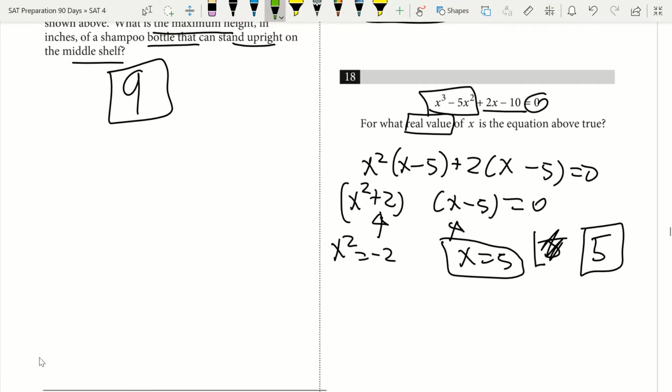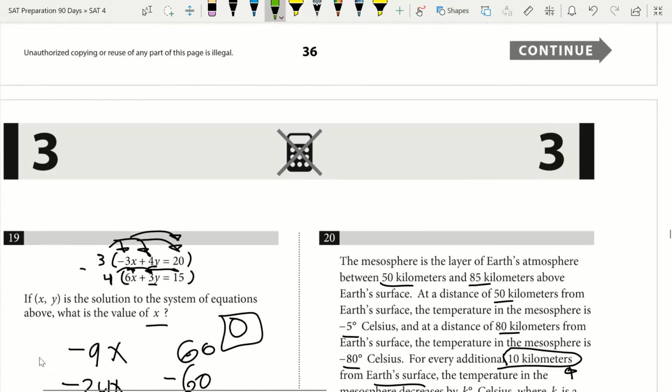What real value of x makes the equation above true? Okay, we go ahead and we group this one. That's going to be x squared. That'll be 2. That's correct. Put our x minus 5s together. Real value is going to have to be 5 then. That one's correct as well.